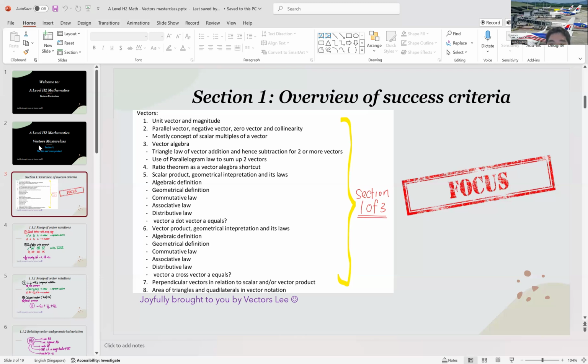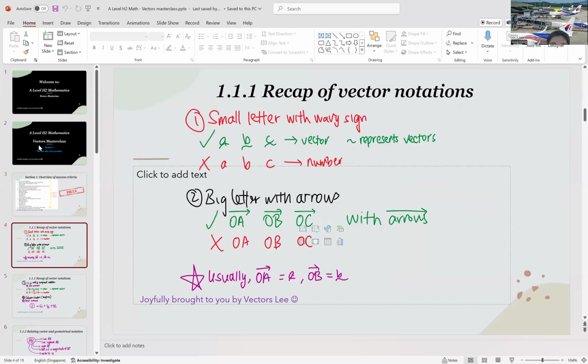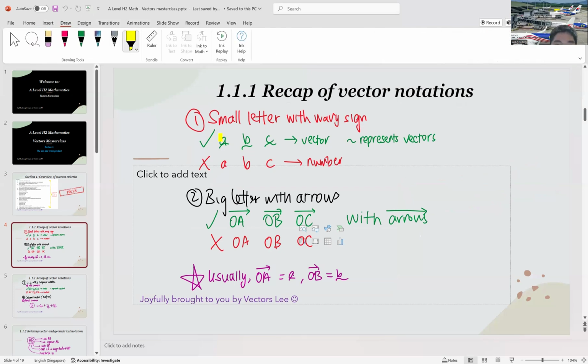The first thing I'm going to start with is the extreme foundation. You should not make this kind of mistake. The first thing is the vocabulary of vector notations. The ones I drew in green all represent vectors simply because of this wavy sign symbol. This represents vector a, vector b, vector c. Please remember to put your wavy signs. You cannot afford to make these kinds of mistakes in exams, because it's not worth losing the 1 mark.